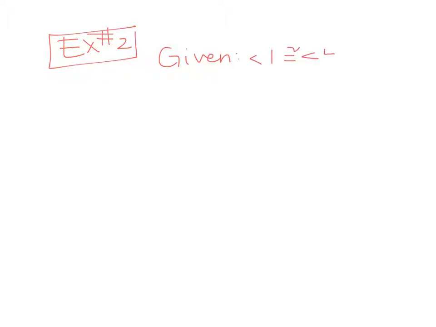Okay. Example 2, you have a given. Remember, every proof they're going to give you a given. So this one, it's angle 1 is congruent to angle 4. And they're always going to ask you to prove something. So in this one, they're asking you to prove that angle 2 is congruent to angle 3. And they're always going to give you a picture, right? So here's your picture.